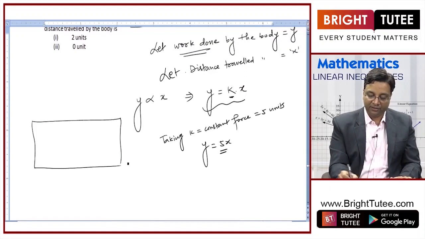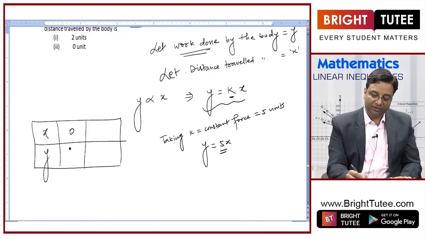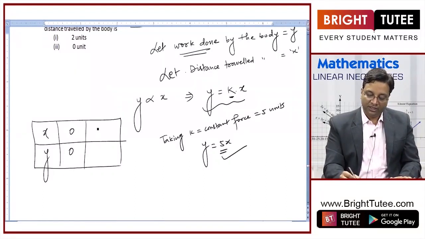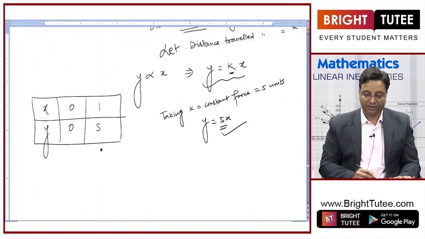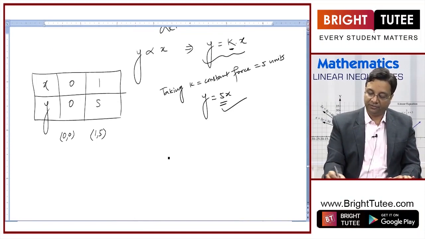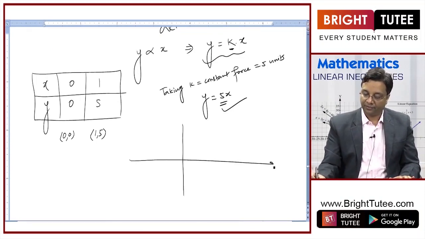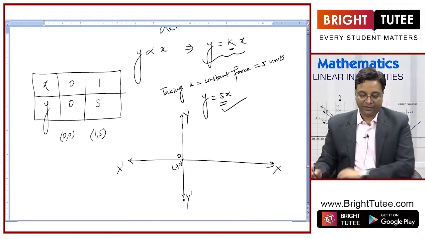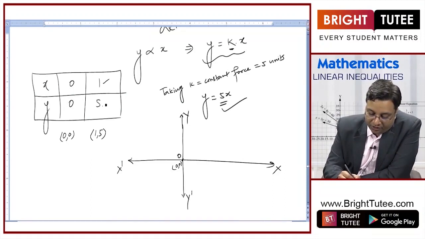So I make this table here, x, y. If I put x equal to 0, y is also 0. If I put x equal to 1, y is 5. So the 2 points are 0, 0 and 1, 5. 0, 0 is the origin itself, that is this point O. This is x, this is negative side of x, this is y, this is negative side of y. Second point is 1, 5.